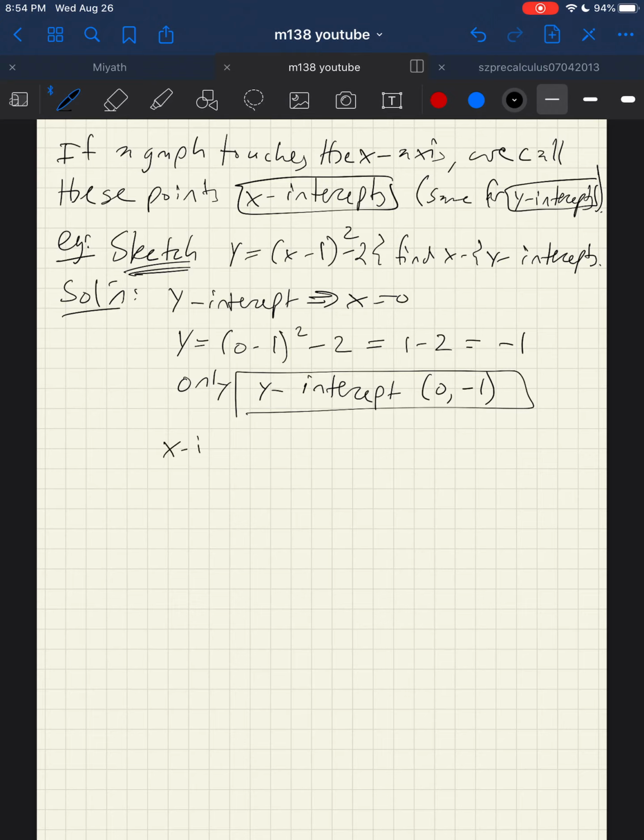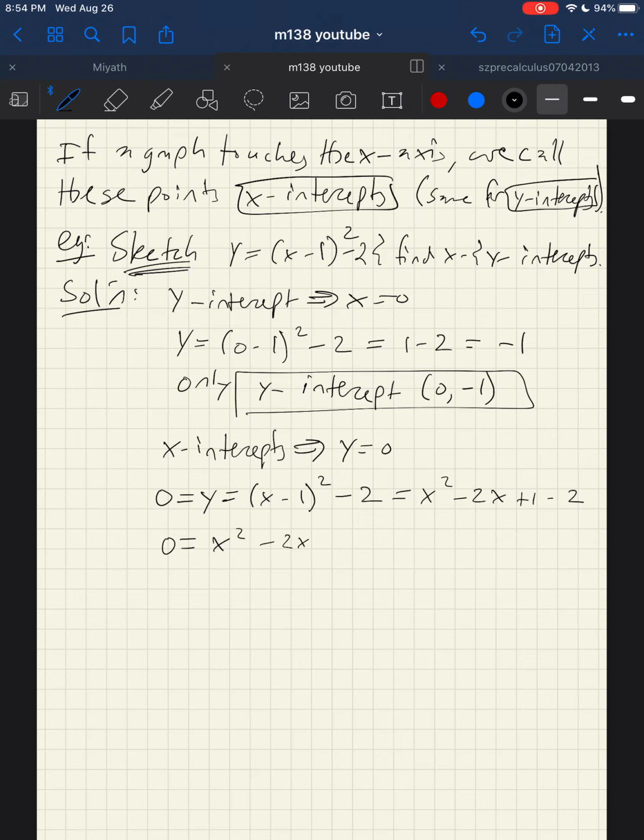Now let's do the x-intercepts. And that means we want to set y equal to 0. Okay, so we write 0 equals y, which is (x minus 1) squared minus 2. And we can FOIL out this right-hand side, and we get x squared minus 2x plus 1 minus 2. Okay, so 0 equals, well, let's just simplify this. We get x squared minus 2x, so we got plus 1 minus 2, it's going to be minus 1.